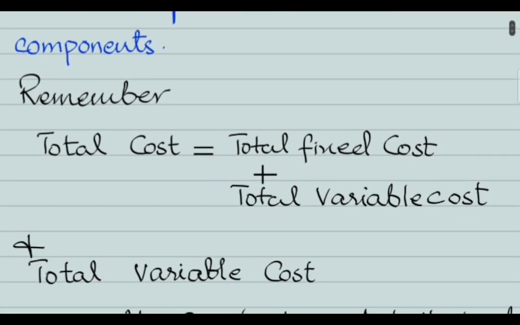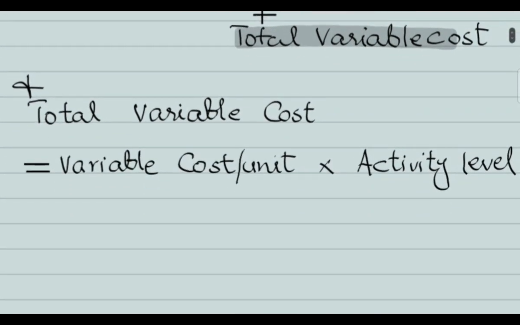Remember, the total cost is a sum of total fixed cost plus total variable cost. And to calculate the total variable cost, we need to find out the variable cost per unit and multiply this by the activity level.